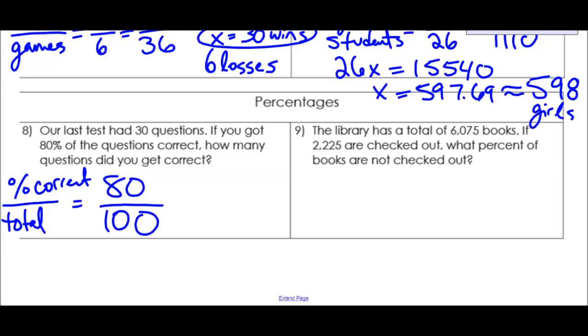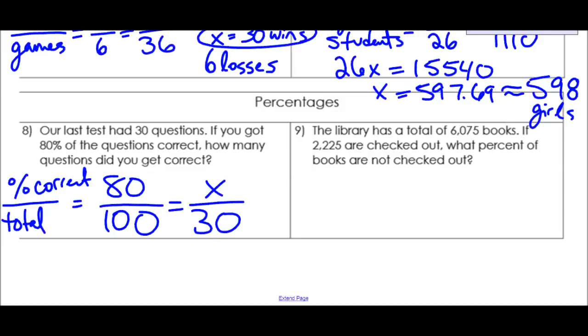A percent is always out of 100, so you can start off with that 80 out of 100. And then we have to think about what that 30 is talking about. It's talking about the total number of questions. It's not talking about the number correct. Actually, the question is looking for the number correct. So our x is going to go on top. We don't know the number correct, but we know we had 30 total questions.